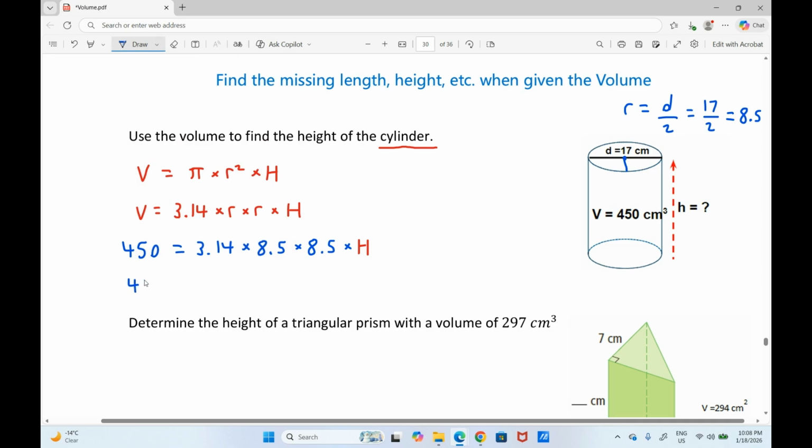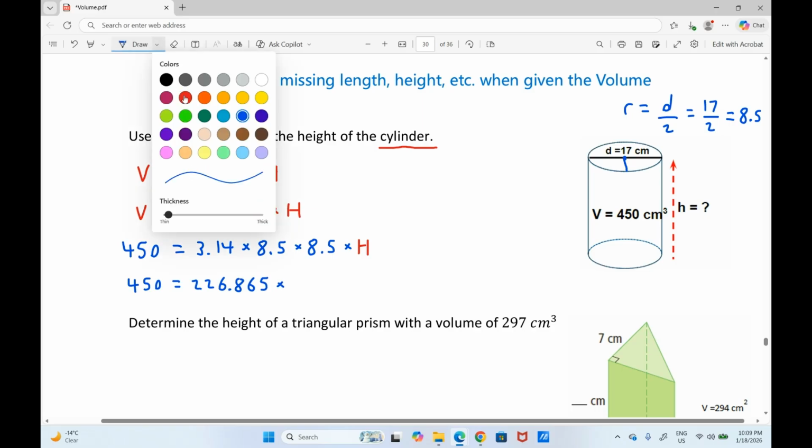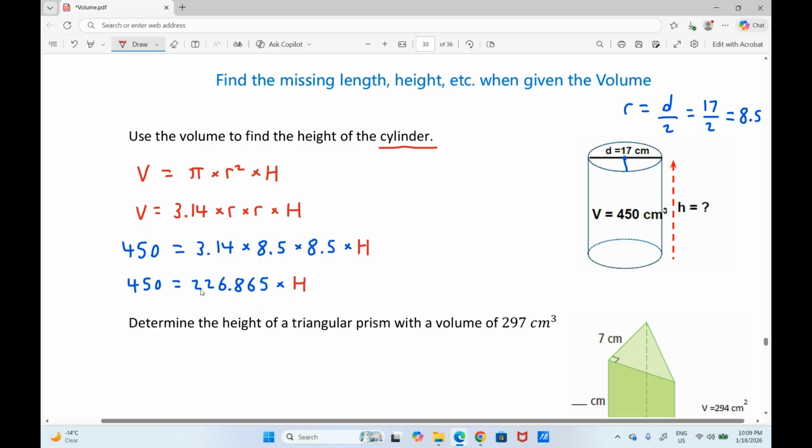So 450 is still on the left side of the equation. 3.14 times 8.5 times 8.5 is equal to 226.865, and then I'm going to multiply that by my h, my height. So this becomes a one-step equation. I want to isolate h so that I can solve it. The other way to do it is to guess and check, where you ask yourself what can I multiply 226.865 by in order for it to become 450, which is kind of hard to guess. So in this case, we're just going to solve the equation.